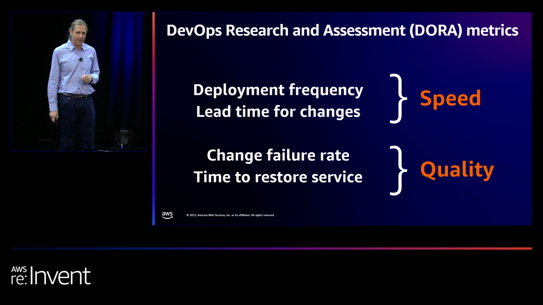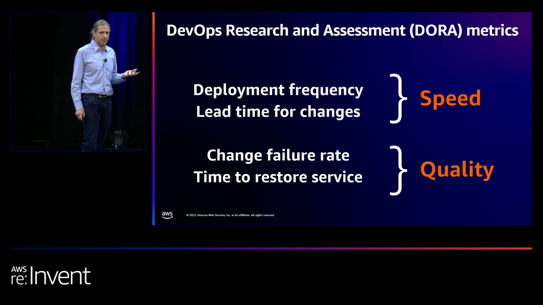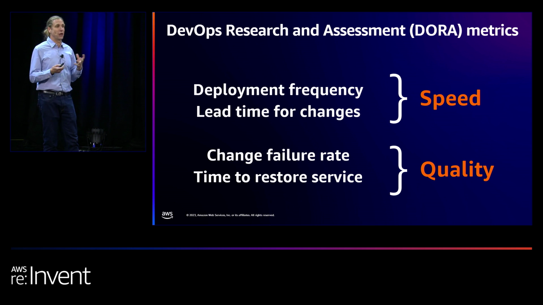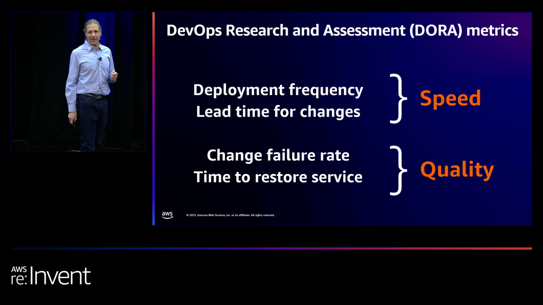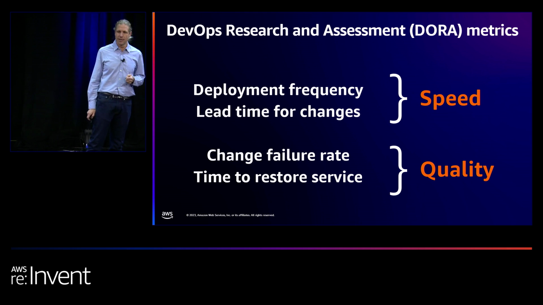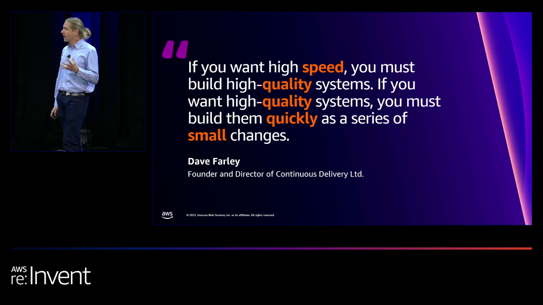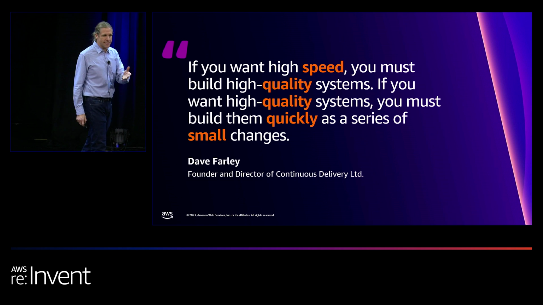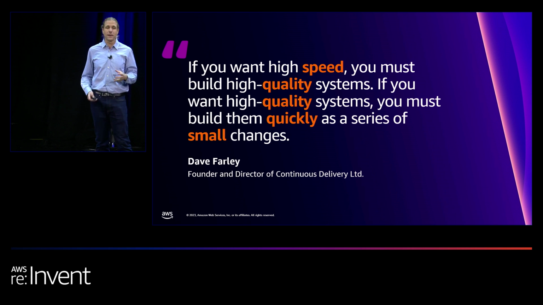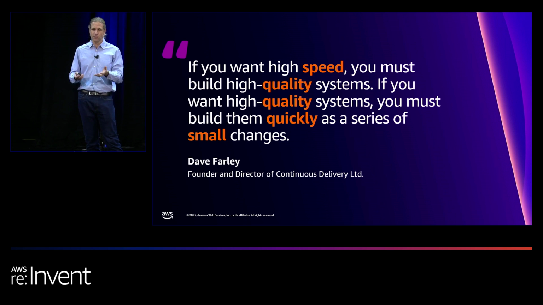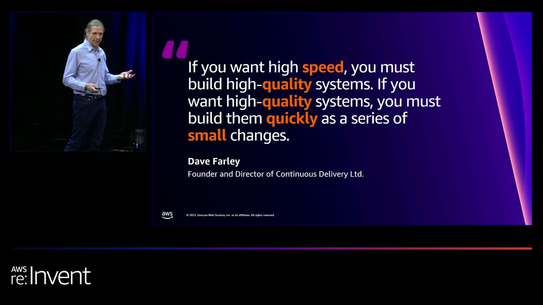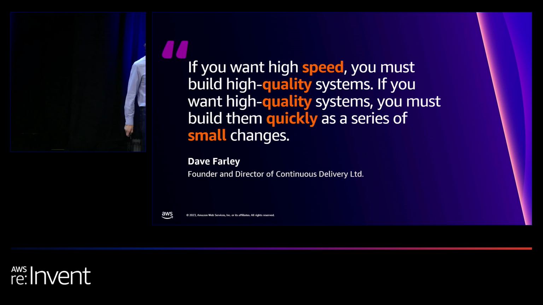The top 2 metrics correlate to speed, how quickly you get features into the hands of your customers. But also importantly, quality, how good those changes are, because there's no point being really quick and rushing things into production when you then have to go back and redo the work to restore functionality. But Dave Farley, also of big DevOps fame, says if you want high speed, you must build high quality systems, and if you want high quality systems, you must build them quickly as a series of small changes. This means, excitingly, that there isn't a trade-off between speed and quality. They actually work together when you do it right.